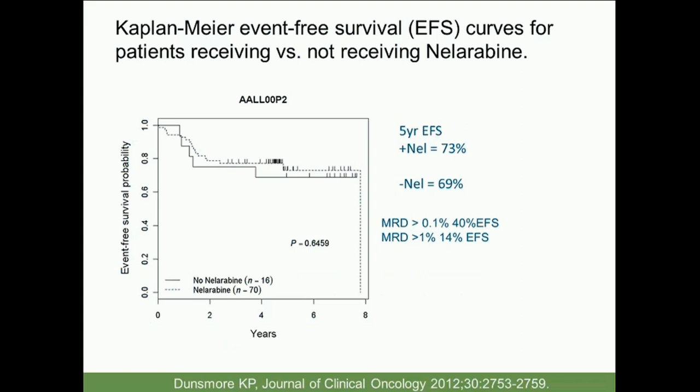So we completed the trial, and this is a Kaplan-Meier curve that shows you event-free survival over time. Now, the 5-year survival with nilarabine was 73% and without nilarabine, 69%. You can see my p-value is not significant. You might say, well, that's a failure, Kim. What are you talking about here? But remember, this study was not powered to look at survival. This was a feasibility study and a toxicity study. But what we did find out is that those patients who really should have had an event-free survival of 40% or 14% actually had an event-free survival of 73%. So it was significant.